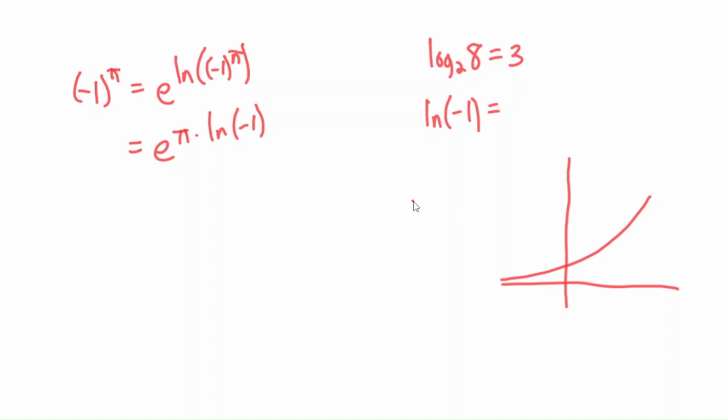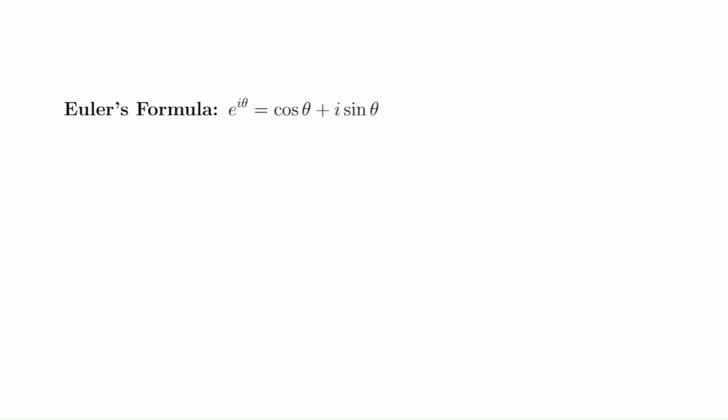Well, it turns out that e to the pi i is -1. In fact, this is a very famous result that is a consequence of Euler's formula. Now, Euler's formula says e to the i theta equals cosine theta plus i sine of theta. And I'm going to make a video on Euler's formula at some point. And when I do, I'll put the link to that video in the description of this video.